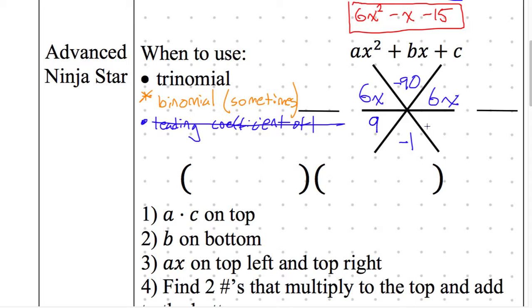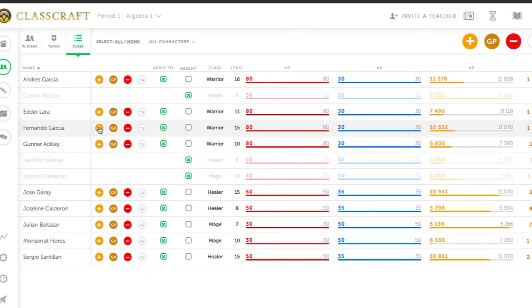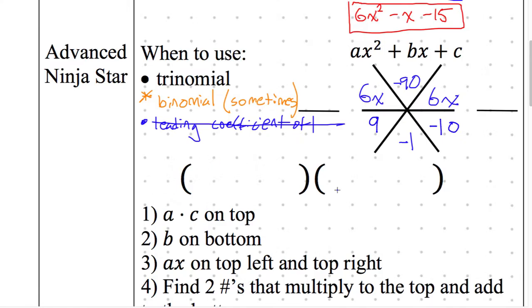Yeah, Gunnar. Okay. 9 times what is negative 90? 9 plus what is negative 1? Fernando. There it is, negative 10. Jose, Fernando, thank you for helping us out. All right, I have my problem now solved.